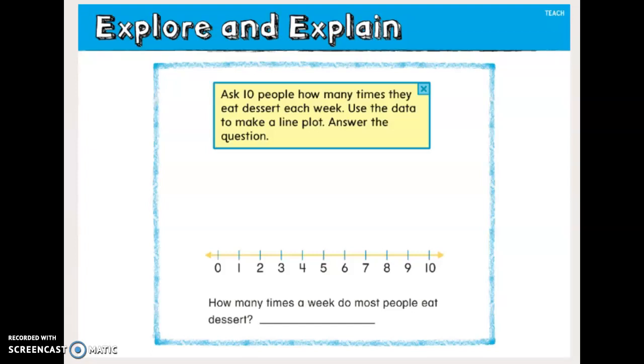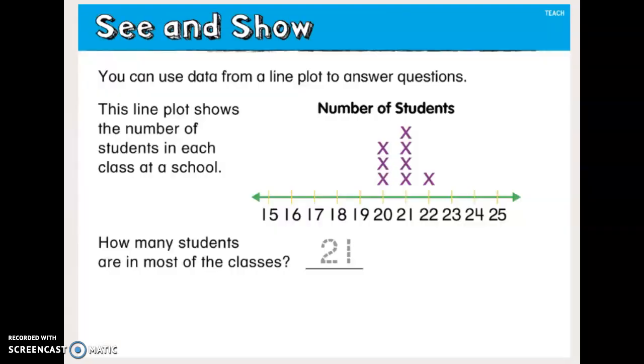So in your homework today, you are going to need to know how to read our line plots, okay? So you can use data from a line plot to answer our questions. This line plot shows the number of students in each class at a school. So if I look along my number line, these are the number of students. And these are how many classes have that number in them. So how many students are in most of the classes? Well, the one with the biggest number, the most X's, is number 21.